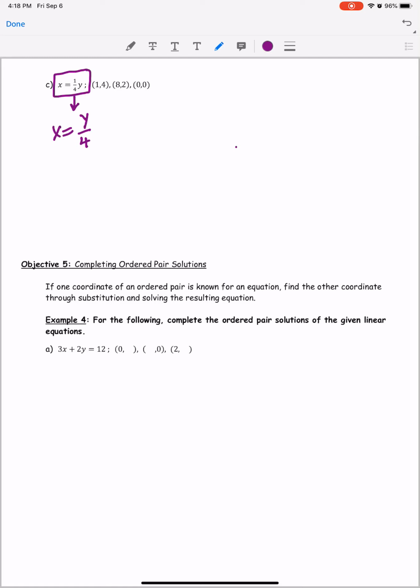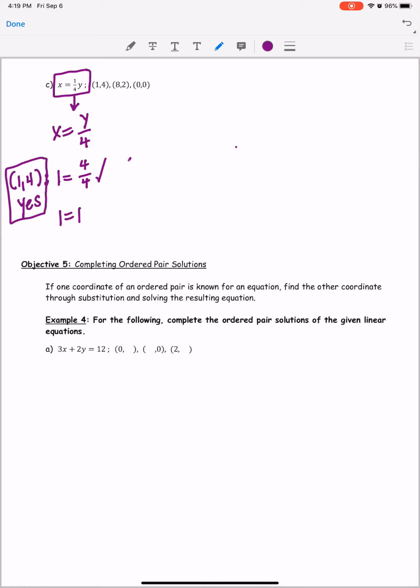So in that first ordered pair, you've got 1, 4. And so that means x is 1, y is 4. So we've got 1 equals y over 4. My y is 4. So this is another one. You can stop right here, or you can say 1 equals 1. But we get a yes.